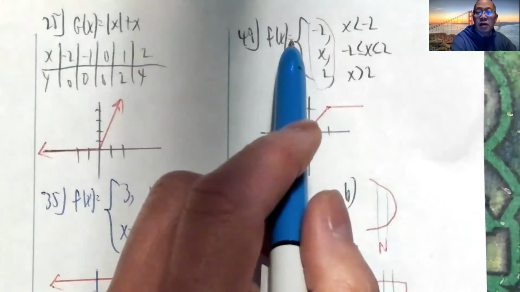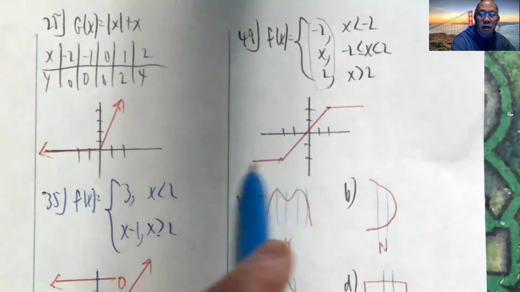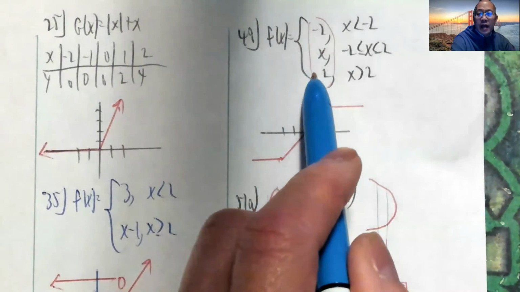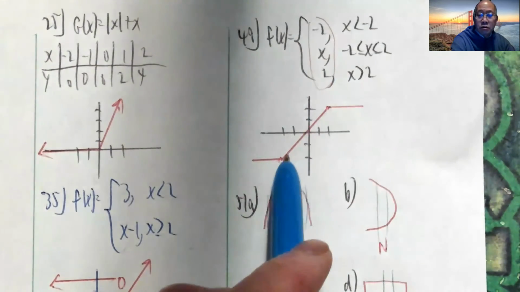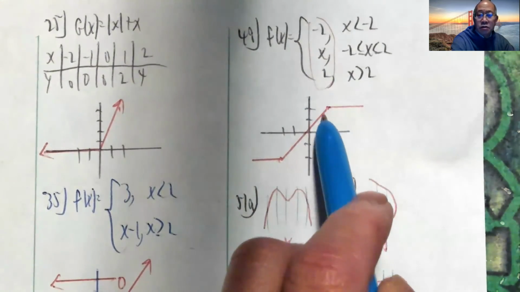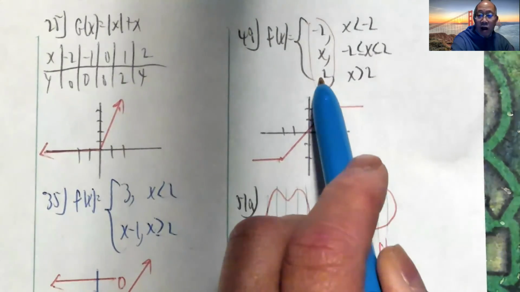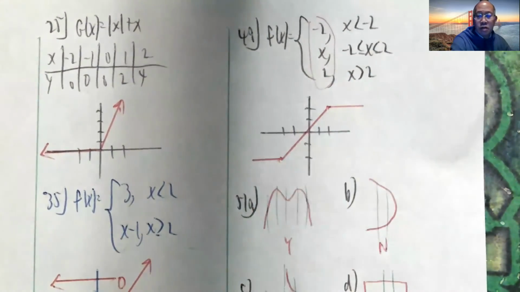49, f of x is -2 if x is less than -2. So open circle, constantly -2. Then x between -2 and 2, slope is 1. Y-intercept is 0. So it goes like so. And then x greater than 2, it's constantly 2. So if I graphed only this part, it'd be an open circle, but it gets closed up from here. So again, this function is always continuous.